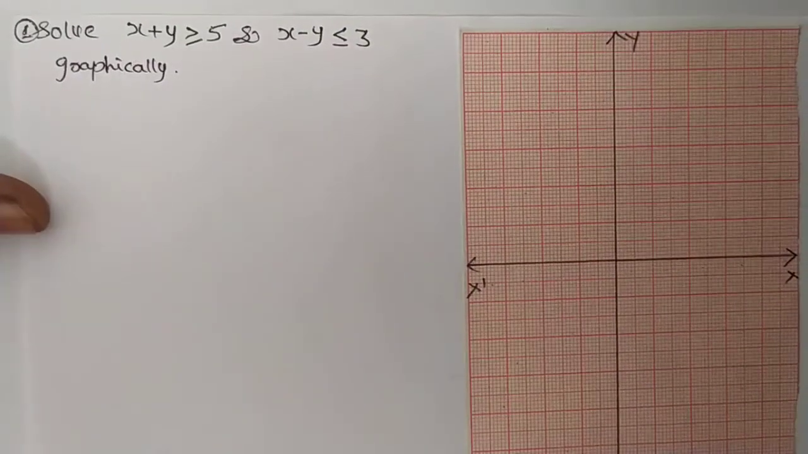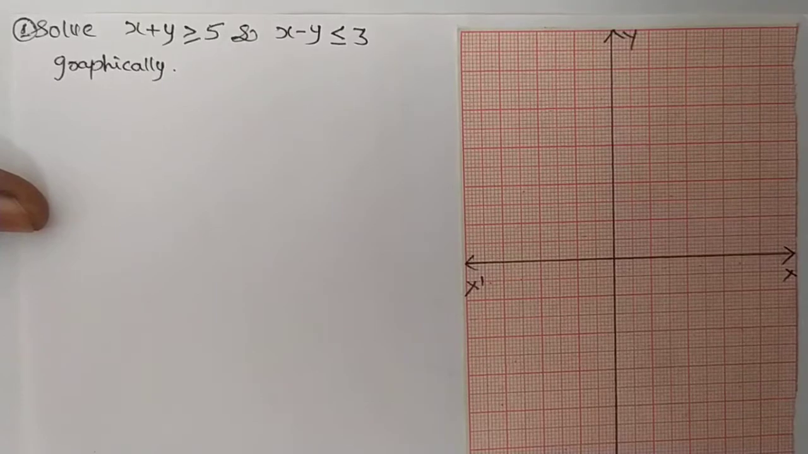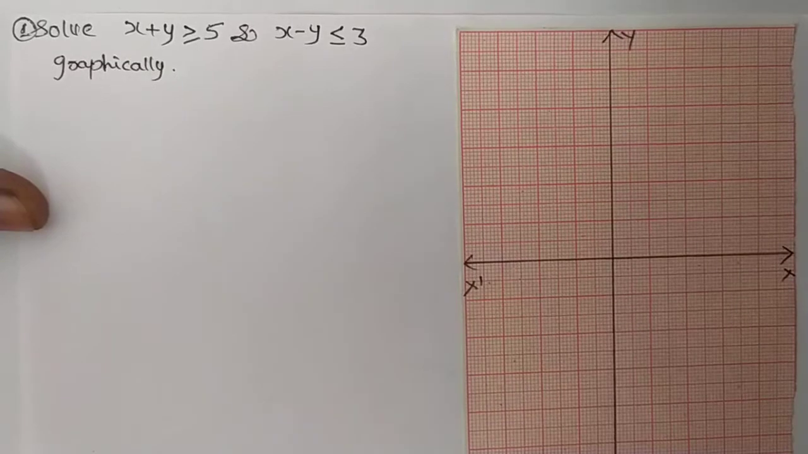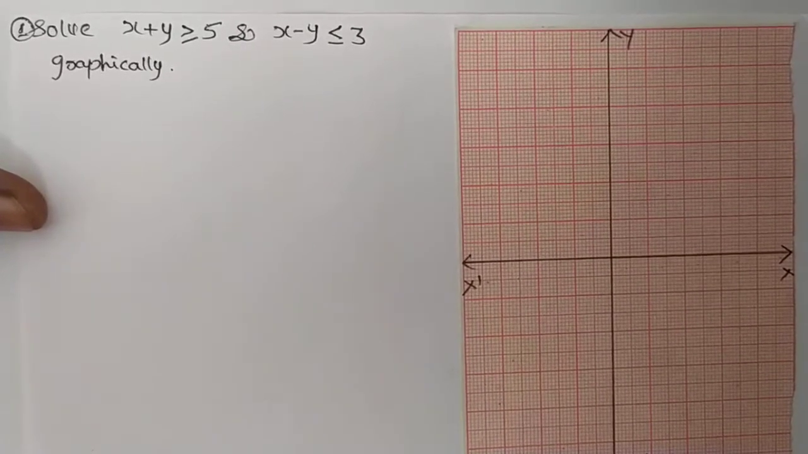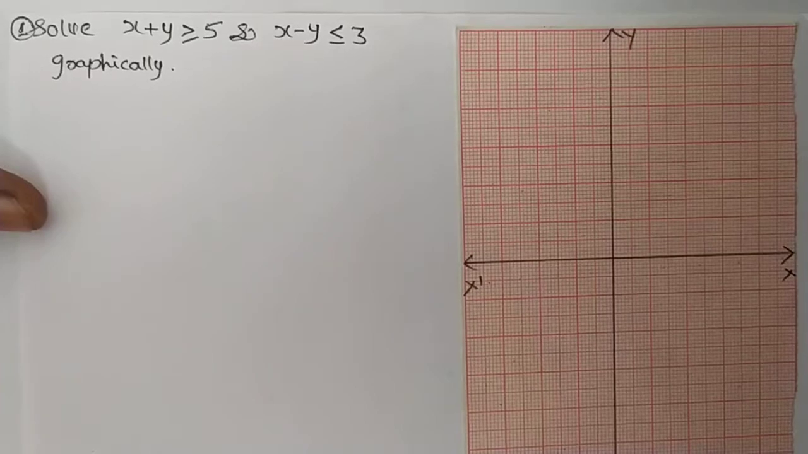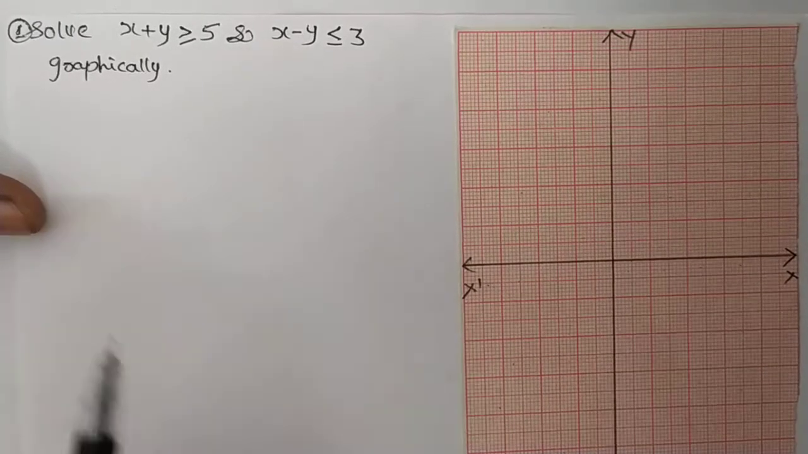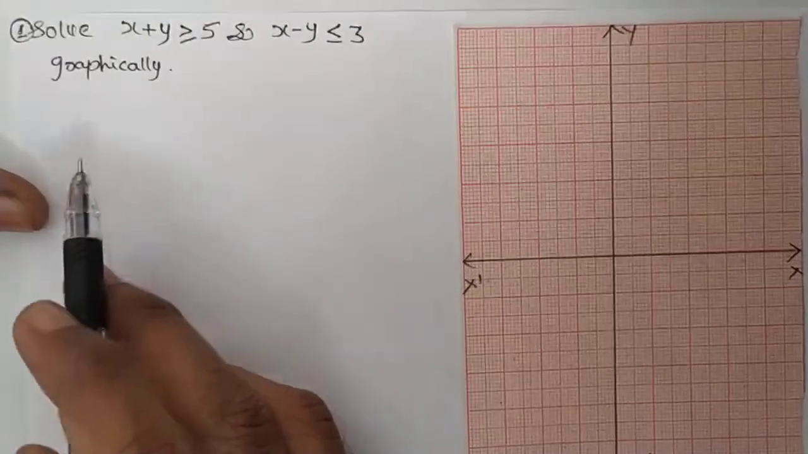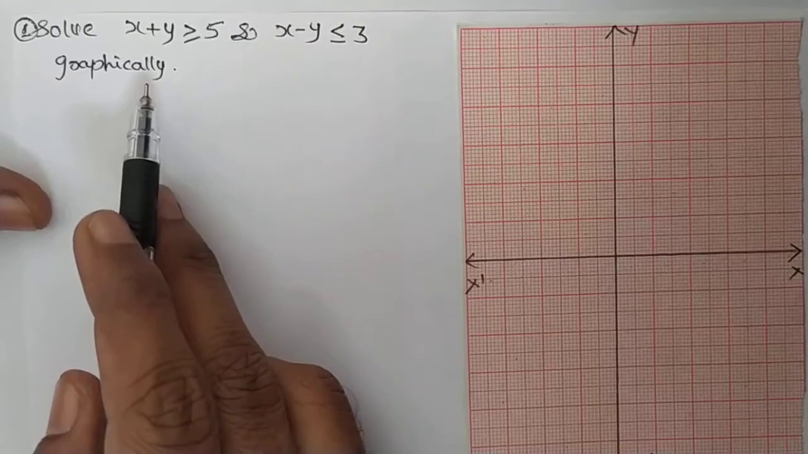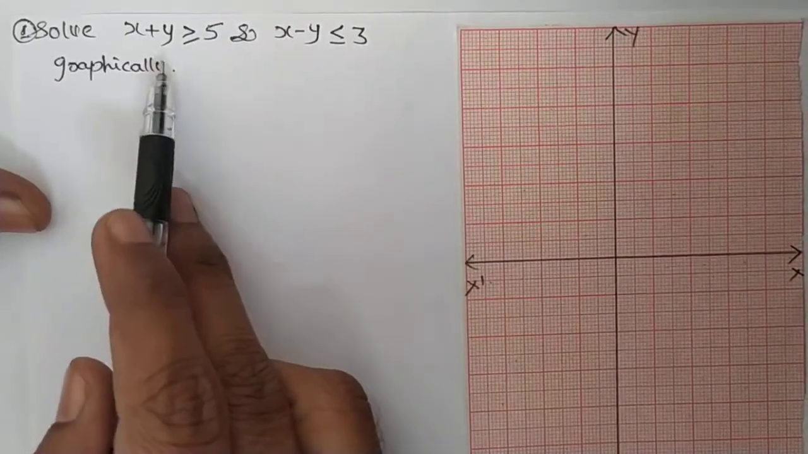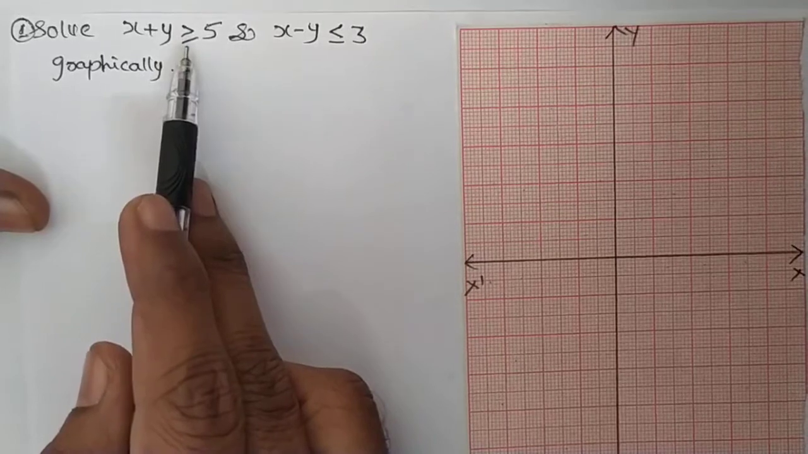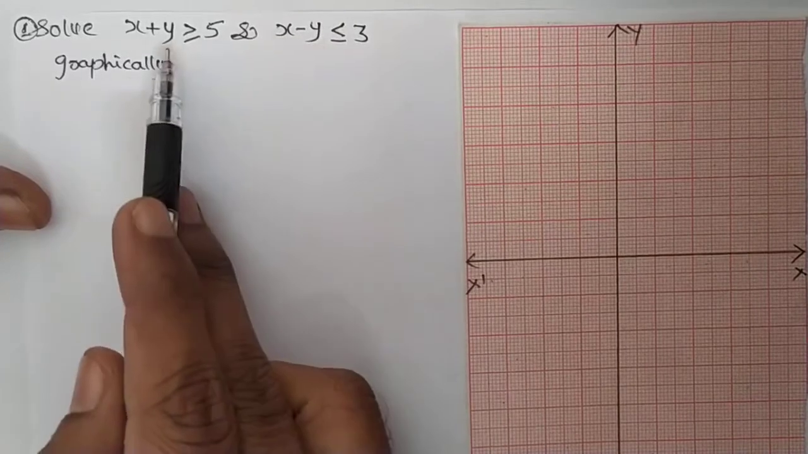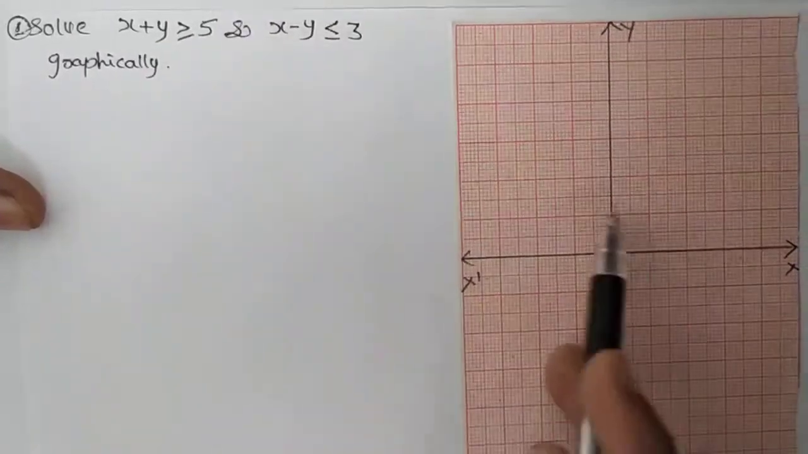In our previous class, we learned the problems of solving inequalities on a graph, right? In this class, we are solving the solution of a system of linear inequalities in two variables. Compare this question with the previous one and you will see the difference. In our previous class, we solved only one inequality, isn't it? Here we have two inequalities, x plus y greater than or equal to 5 and x minus y less than or equal to 3. We have to solve these two inequalities on a graph.